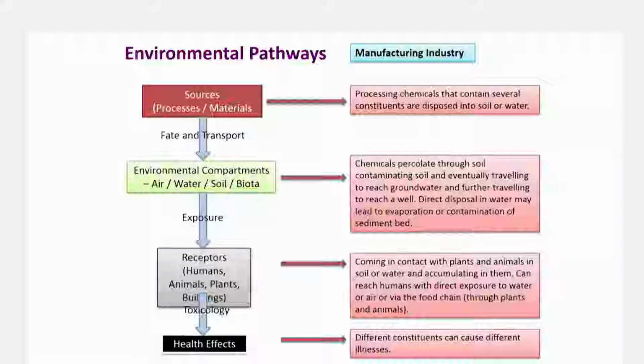And this can come directly into contact with the receptor, directly in contact with the water or air, or with other plants and animals, coming through the food chain. So, different constituents, depending on what is being released, can cause different illnesses.